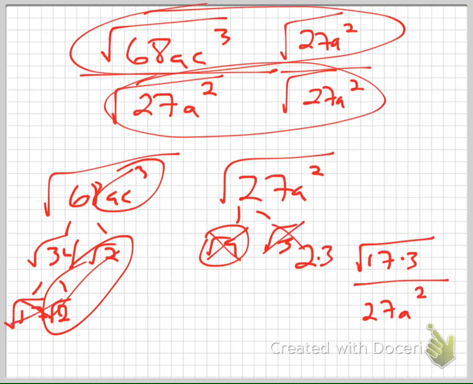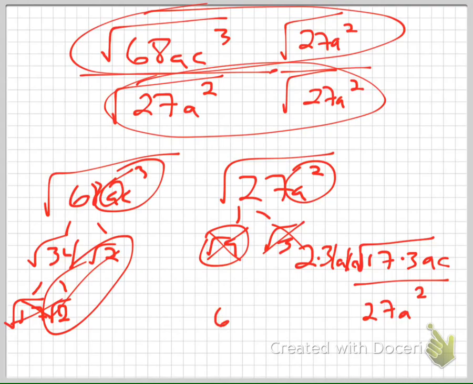Now I look and ask, how many A's are inside? There's 1 here and 2 here, so 3 A's inside. How many can I pull out? Just 1. So there's an A out here, absolute value. That leaves me with 1 A inside. And then there's 3 C's inside. How many can I pull out? 1. So I pull out C, absolute value. It leaves me with a C inside. 17 times 3 is 51.